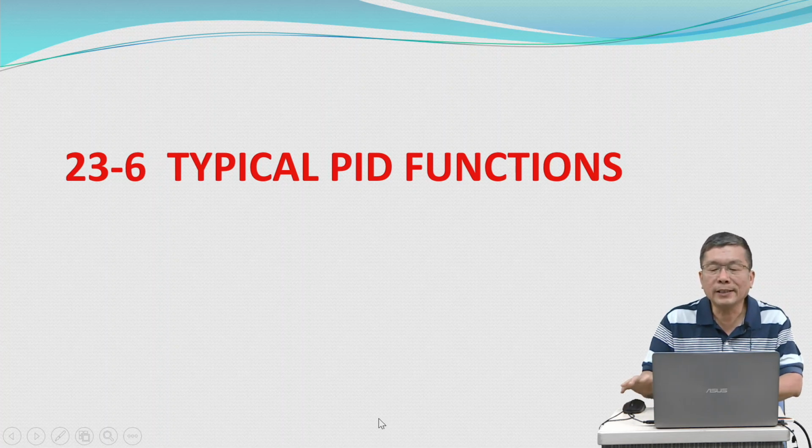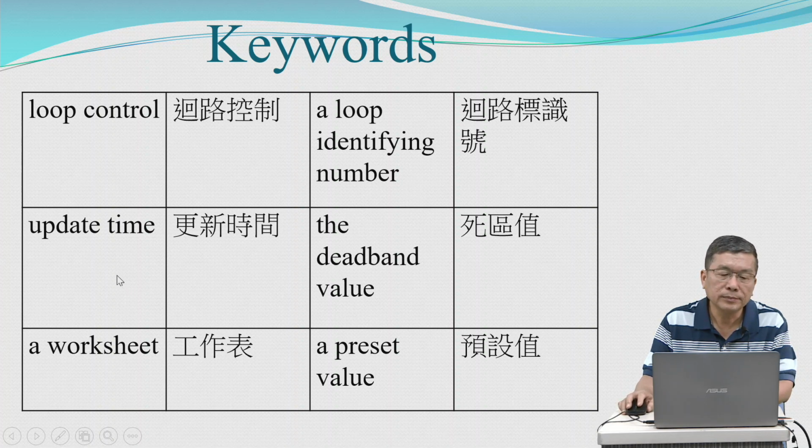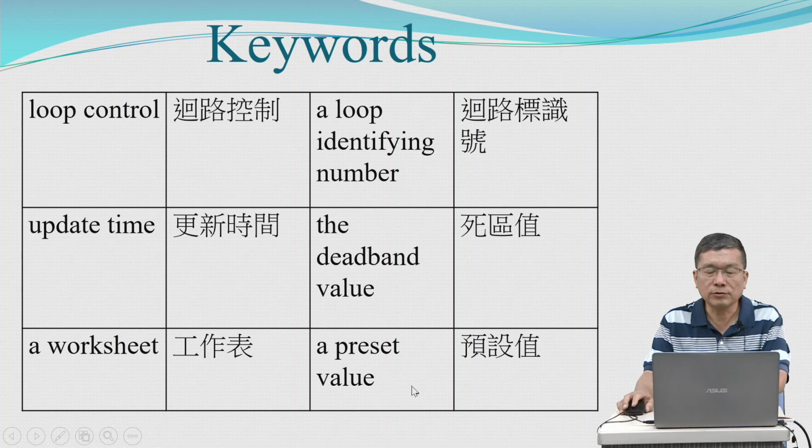Type of PID functions. The keywords: loop control, loop identifying number, update time, the deadband value, a worksheet, a preset value.